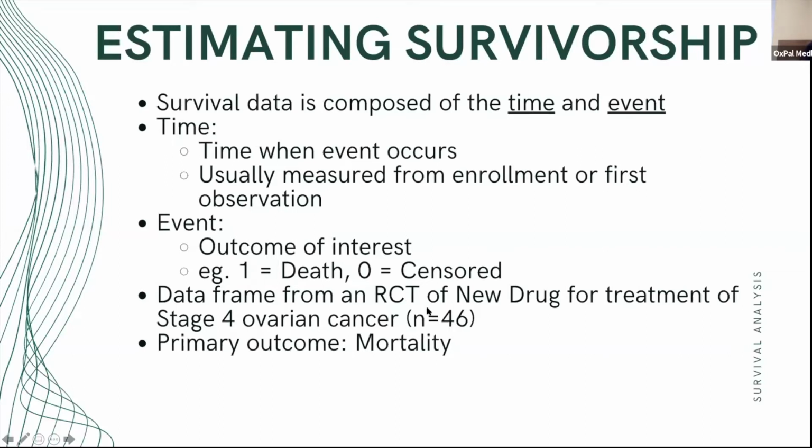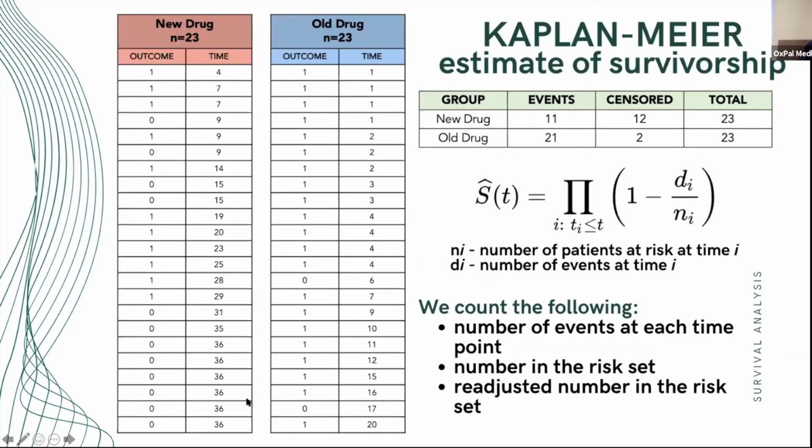So I made a data frame from a randomized control trial of a new drug for treatment of stage 4 ovarian cancer. There are 46 participants, and this is the data set. I just made this up, but the time here is in months, meaning at 4 months, one patient died on this new drug. At 7 months, one patient died. At 7 months, two patients died. At 9 months, one patient died and two patients dropped out. So this is what it means.